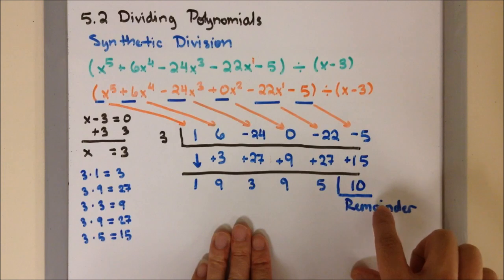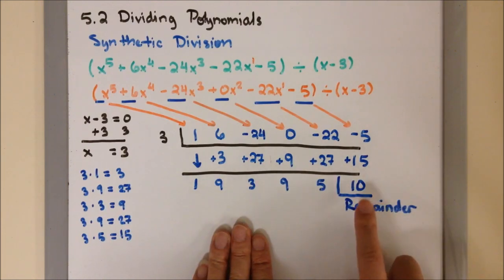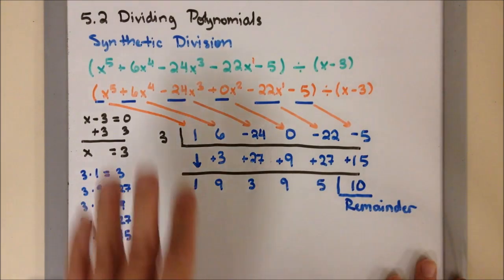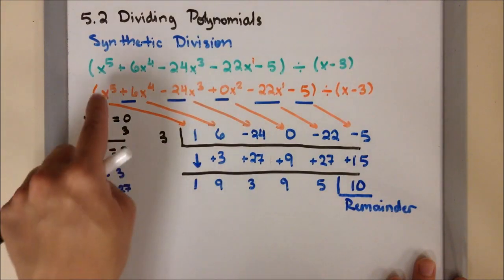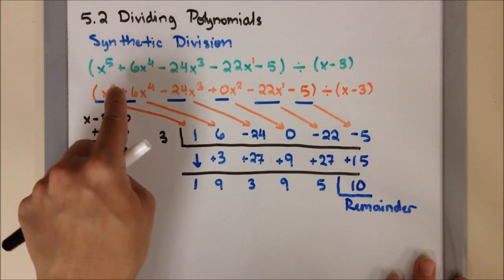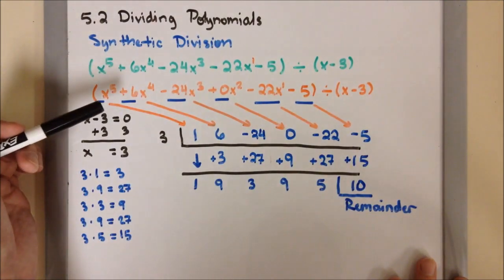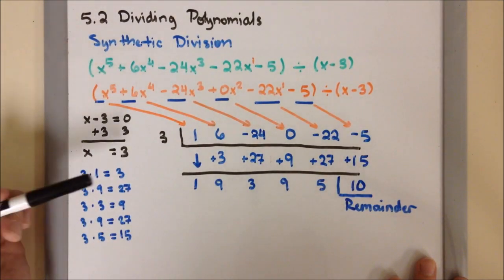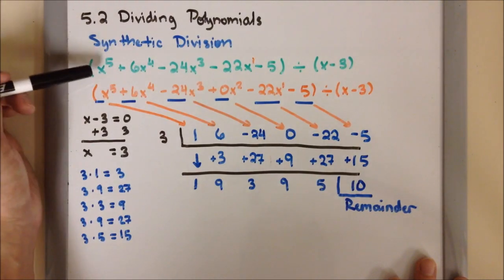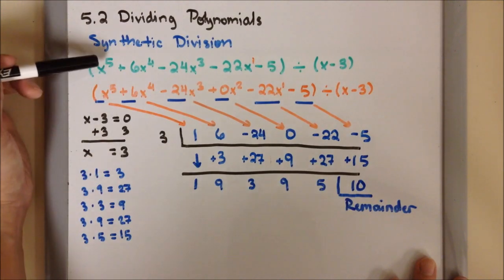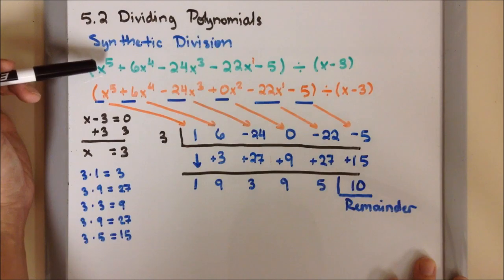When you reach the last number, the 10, which is our remainder, now we're going to set up our answer. So, in order to set up our answer, one thing you've got to remember. For synthetic division, since our problem started with x to the 5th, our answer will start with 1 less than the exponent. So I repeat, since the problem started with x to the 5th, your answer will start with 1 less than the exponent.